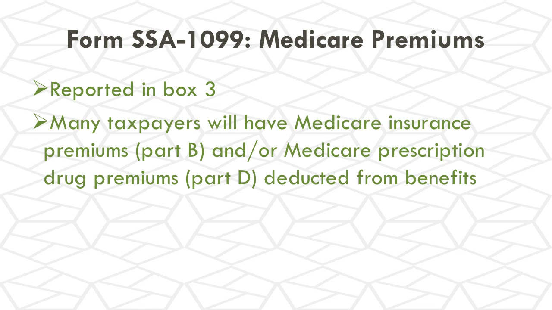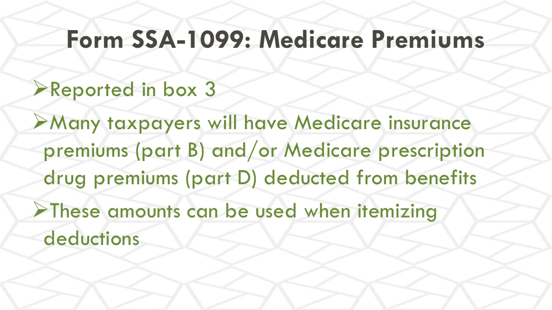Many taxpayers will have Medicare insurance premiums, called Part B Medicare, and/or Medicare prescription drug premiums, called Part D, deducted from their benefits. This is important to note because these amounts can be used when itemizing deductions. When we learn how to put these on the tax return, there will be a place to enter those amounts to be transferred to and used for itemizing deductions.